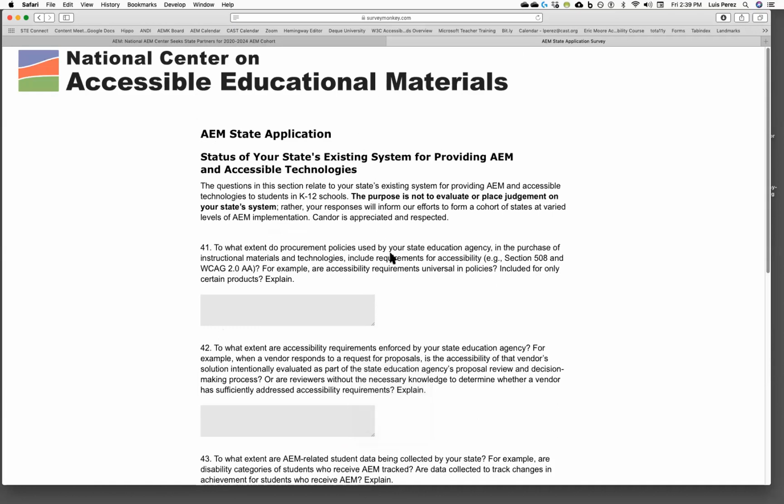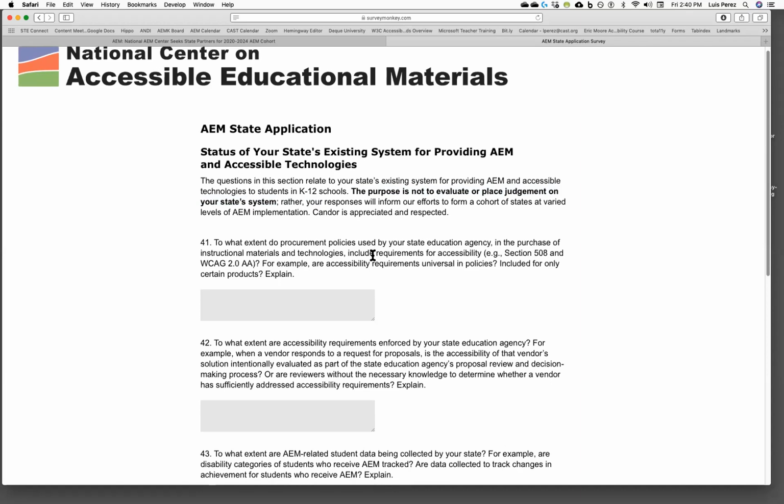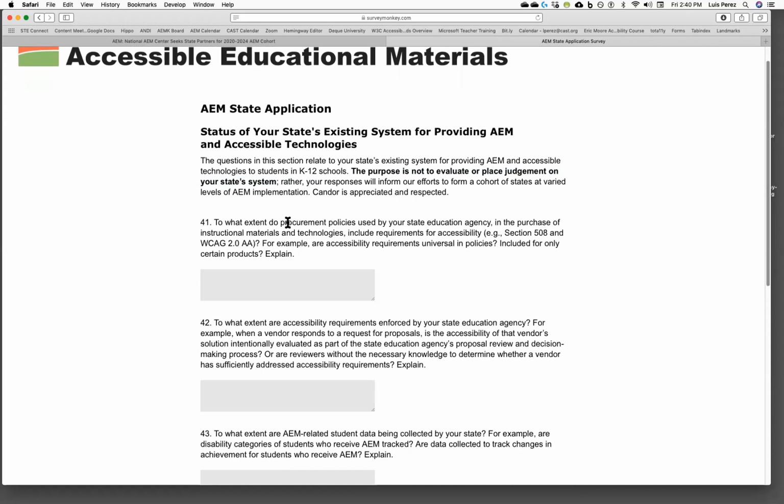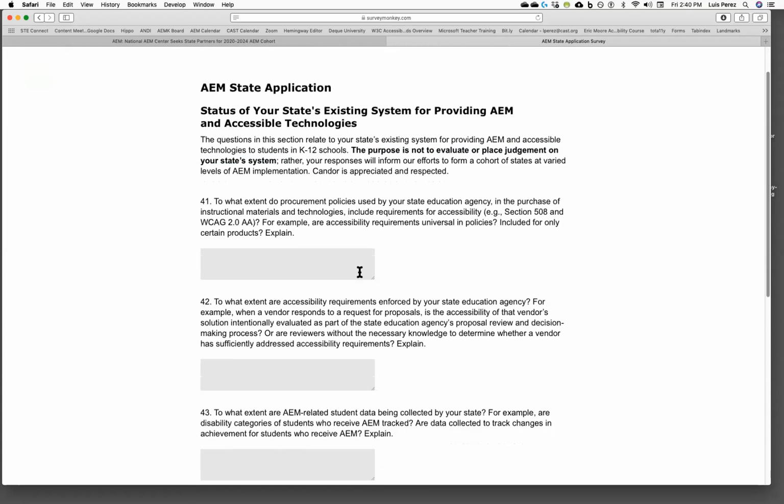And again, I want to emphasize here, the purpose of this next page where we ask you about your existing system. This is not to evaluate or place judgment on you. This is, as Cynthia just said a second ago, for us to see where you are in terms of your readiness when it comes to the provision of AIM within your state, and where we could be of the most help to you. So it asks questions about, for instance, in terms of purchasing and procurement policies. What do you have in place already? What standards are you following, and so on?